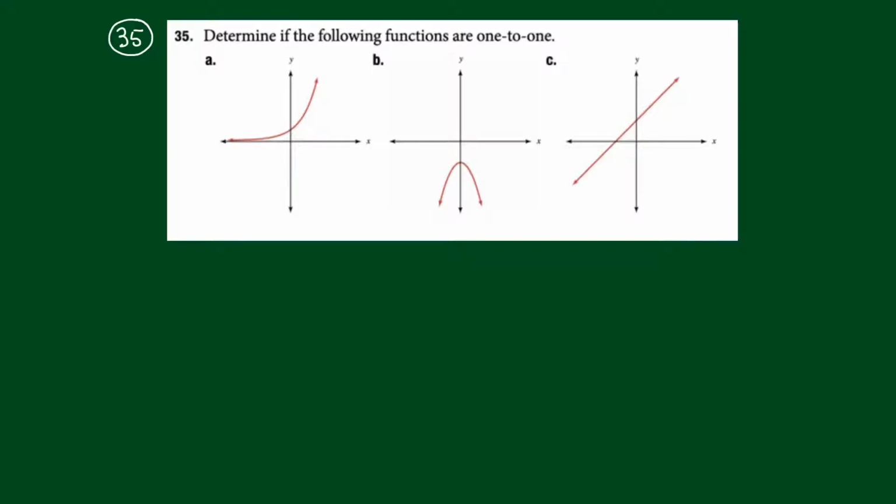We've got three functions here, A, B, and C, and we're asked to determine if they're one-to-one. Now to do this, all we're going to do is see if they pass the vertical line test. If they do, they're one-to-one. If they don't, they're not one-to-one.